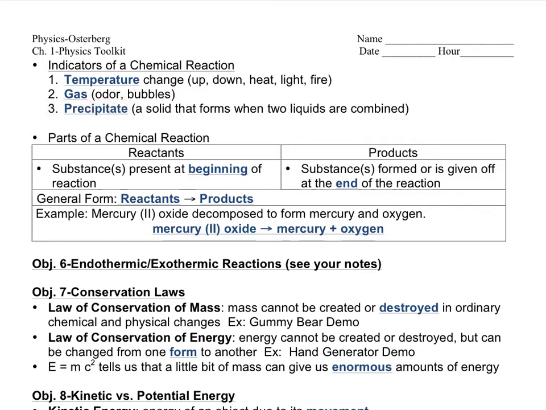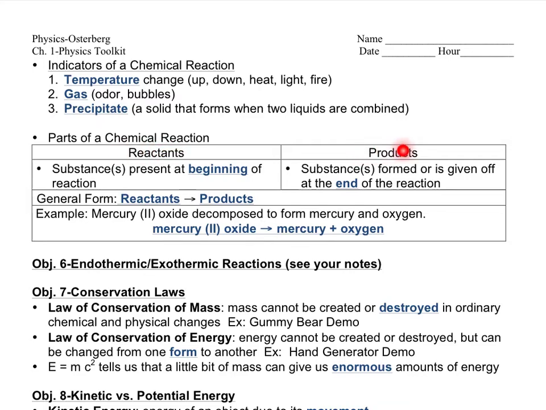The third thing you could notice is a precipitate, and we'll see this in the lab. This is a solid that forms when two liquids are combined, so it kind of falls out. So when you think of precipitate, I know you usually think of probably rain, snow, sleet. It kind of is like that, but it happens in the reaction. So you see something fall out of the reaction. It precipitates out.